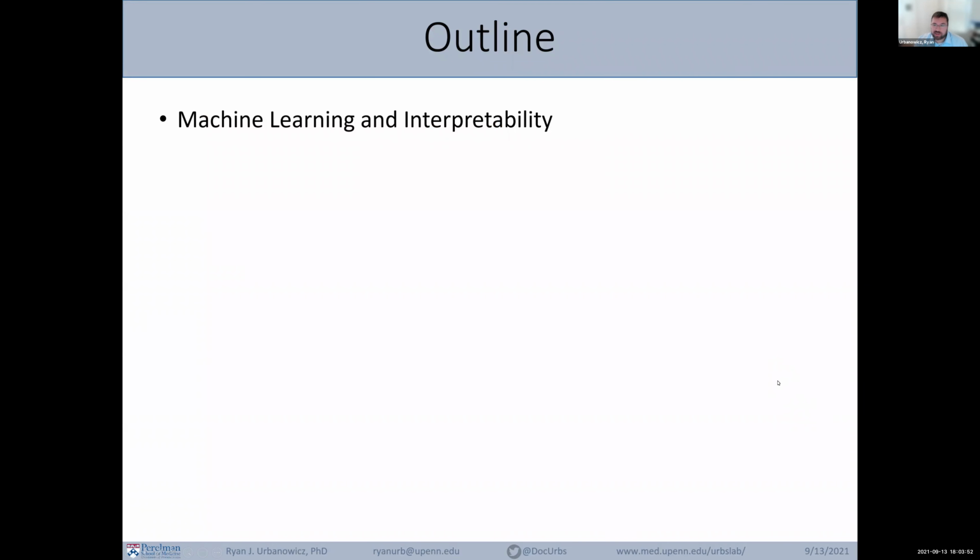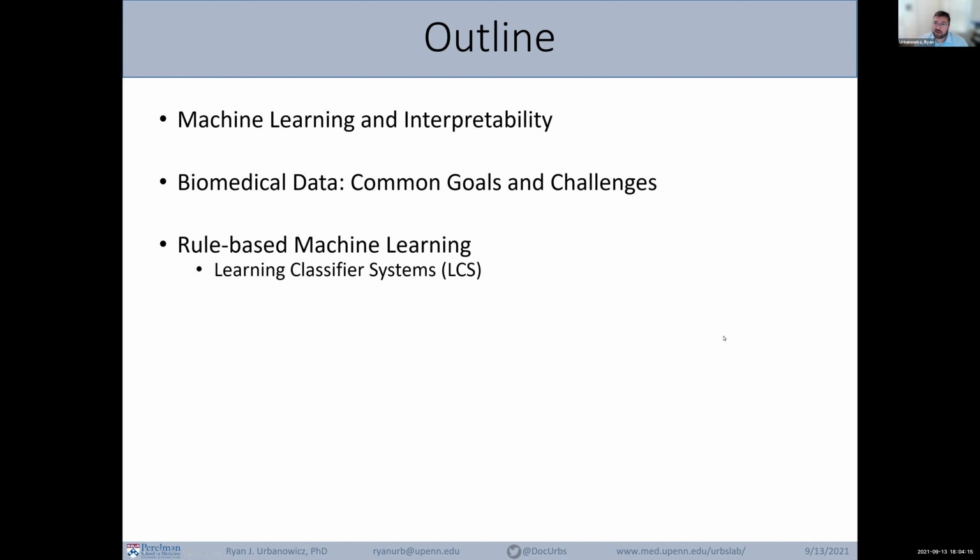Just a quick outline of what I'm going to talk about. I'll start just with a little bit of background on machine learning and what is interpretability in general, just to hopefully get everyone up on the same page. I'm going to talk a little bit about my own motivations in terms of the methods that I develop and apply, because my area of expertise for applying these methods is biomedical data analysis. So we'll talk about some of the common goals and challenges there that motivate a lot of our work, at least.